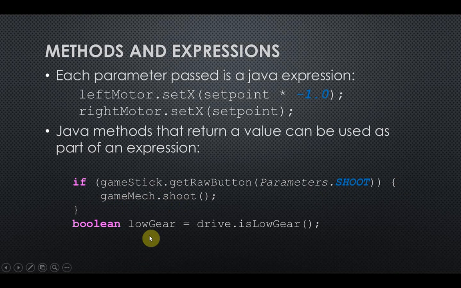Here's another example in a Java declaration. I'm invoking the isLowGear method member of drive, and that is evaluated first. Then the assignment operator is evaluated last. The assignment operator has the lowest order of precedence of all the operators. Whatever this returns is going to be stored in the lowGear Boolean local variable.